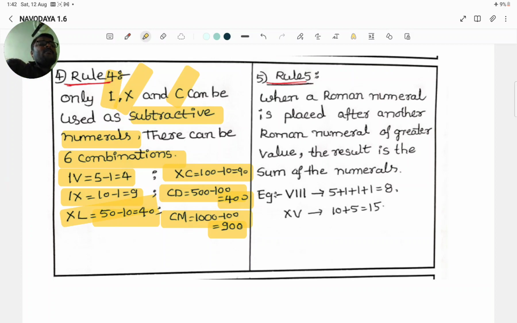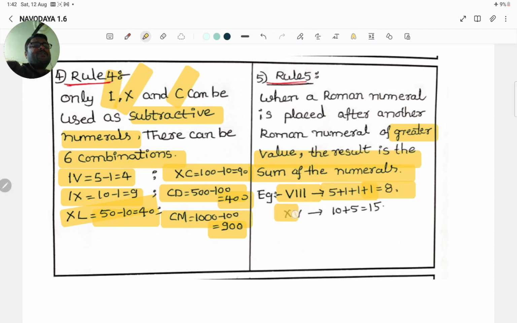Next, rule number 5. When a Roman numeral is placed after another Roman numeral of greater value, the result is the sum of the numerals. When we write Roman numerals, the smaller numeral is on the right side of the greater numeral. For example, here VIII is there. Compared to V and I, V is the bigger number, and I is on the right side of V. That's why we have to add 1 to V. Here 3 I's are there, so we do 5 plus 1 plus 1 plus 1. In total we will get 8 as the answer.